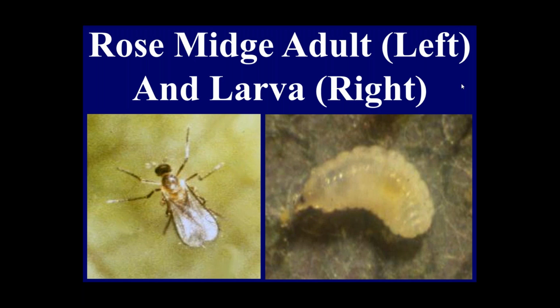This is a midge. The adult rose midge is on the left, and the larval stage is on the right. Now, in this case, the adult does not feed. Okay, doesn't have functional mouthparts. It's the larva that causes damage, and the larvae have these sickle-shaped mandibles. Sickle-shaped mandibles that go back and forth, and they basically lacerate the tissue of rose buds.